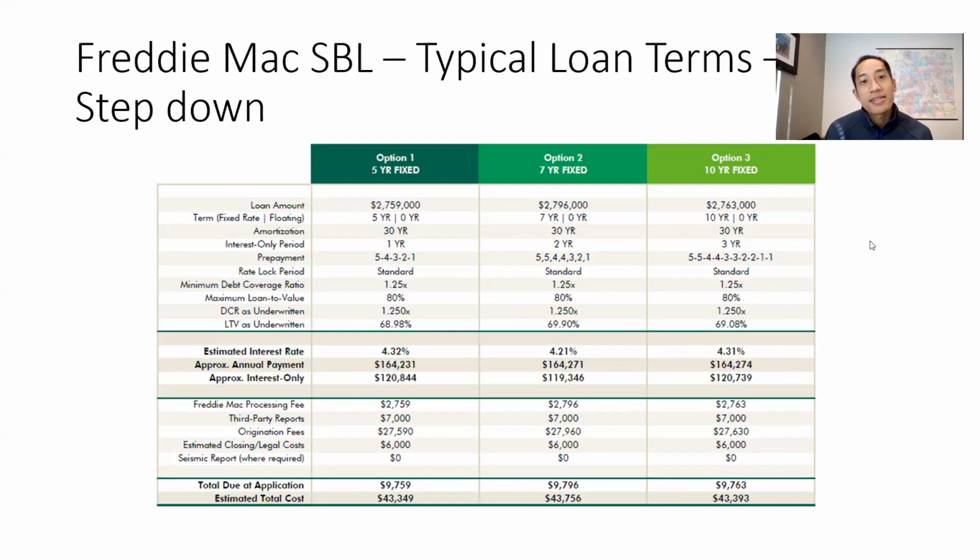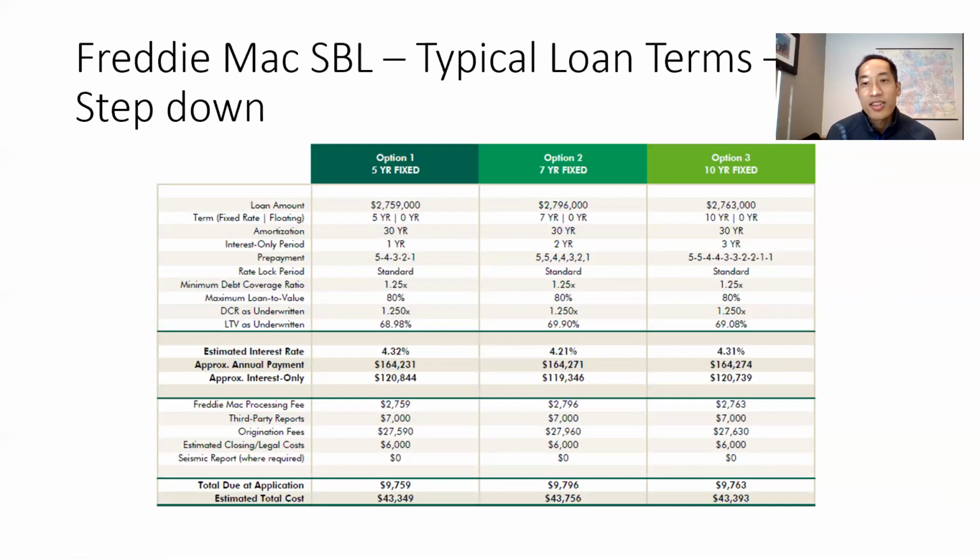And then you have the option of two types of prepayment. One is yield maintenance. The second one is step down prepayment. On this one, you can see right here, it goes 5, 4, 3, 2, 1, and then the term of your loan will dictate the prepayment penalty.